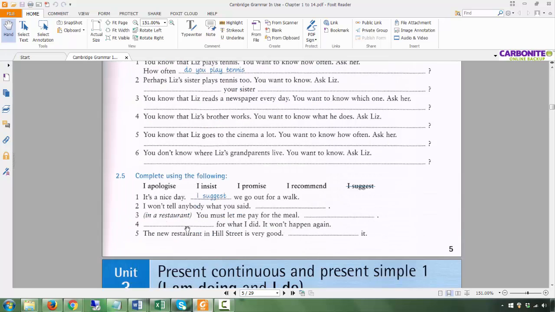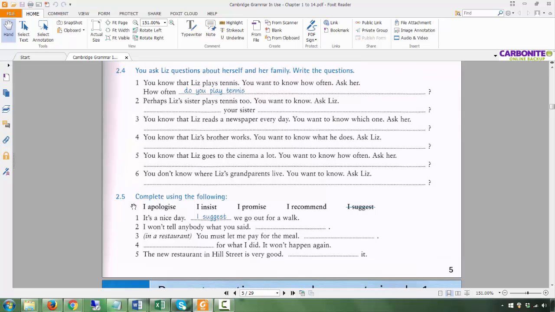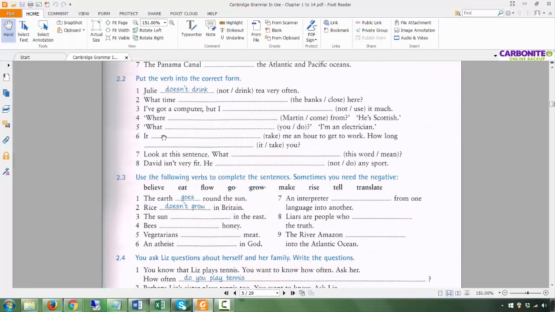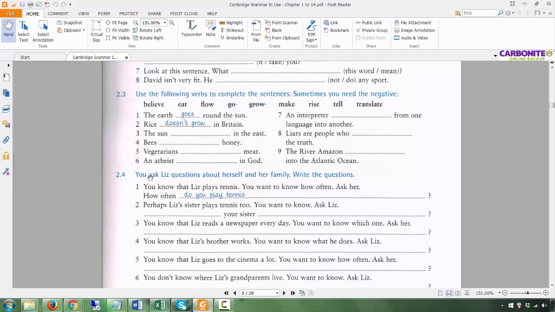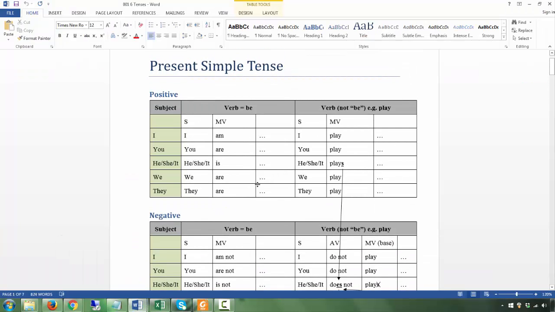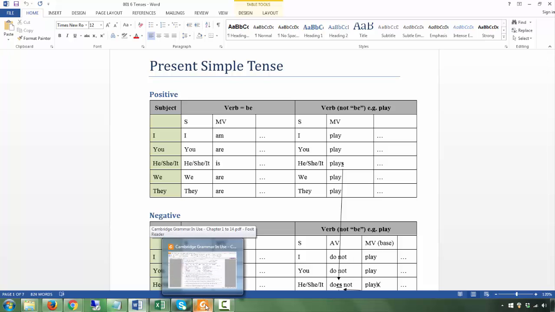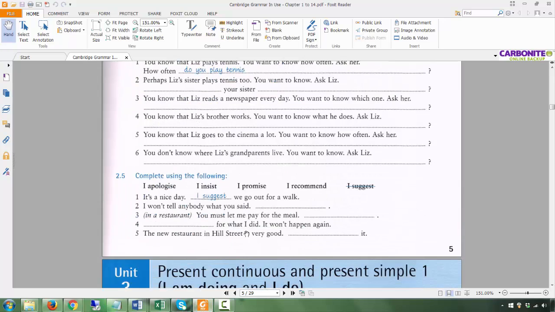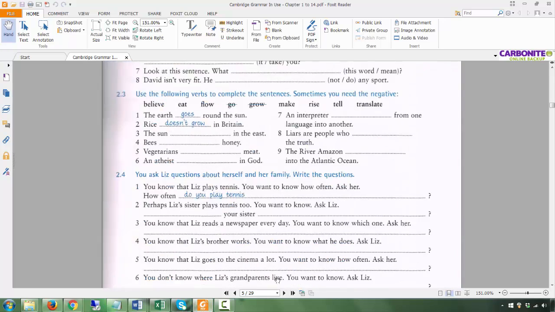This also. Not so important, but I can tell you 2.1, 2.2, 2.3, 2.4 are very important. Basically it's understanding whether you can form the positive, negative, and question correctly. I promise you many students will get a lot wrong. All right, so that is Unit 2.